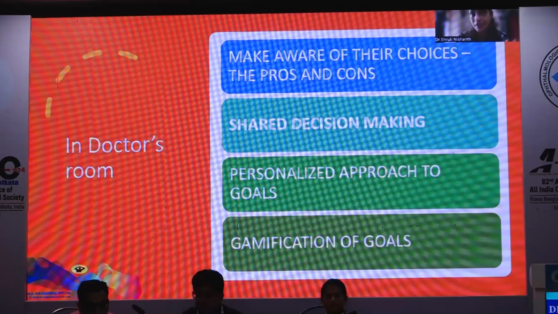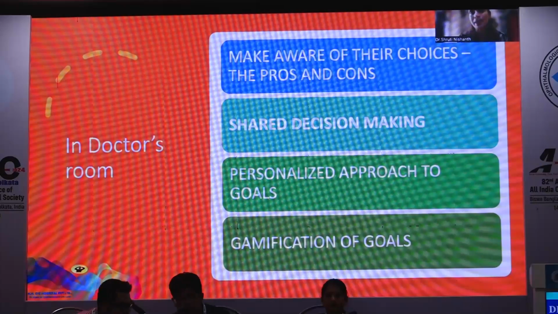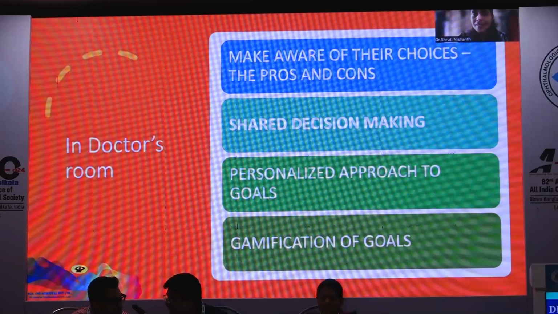The fourth is gamification of goals, which means that when they come back and they have reached their goal or they have spent that much time, I always reward them with something small like stickers or some little things that don't actually matter much to us, but it matters a lot to them.